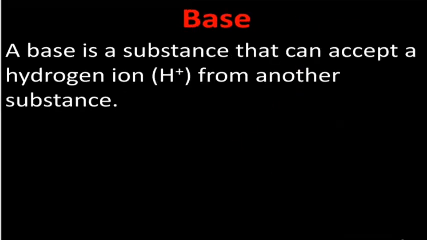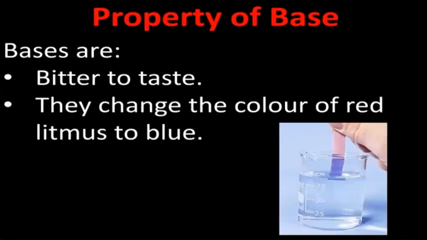Next is base. A base is a substance that accepts hydrogen ions from another substance. So here the hydrogen ions, that is H+ ions, are accepted from the substance from which they are released. This is called a base. Properties of a base: they are bitter to taste. When you taste a base, you will find that it is bitter. And if you dip a red litmus paper in a base, the color changes to blue. So red litmus turns blue in base.